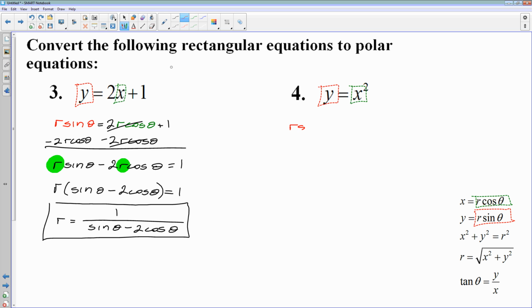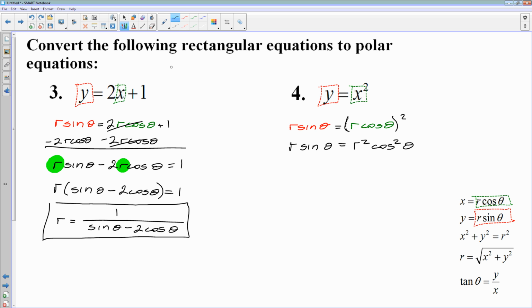So we get r sine theta is equal to r cosine theta all squared. So let me square that right side. R sine theta equals r squared cosine squared theta. You just square each one of them. And now the trick is how I'm going to get r by itself.